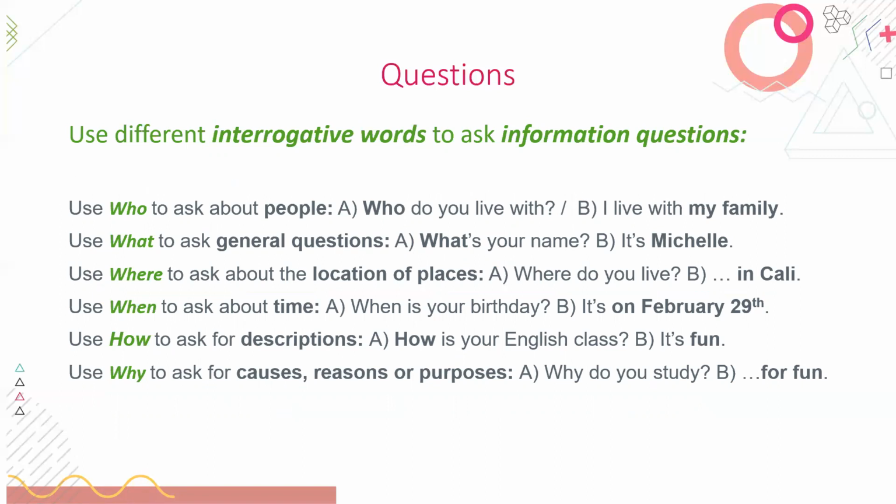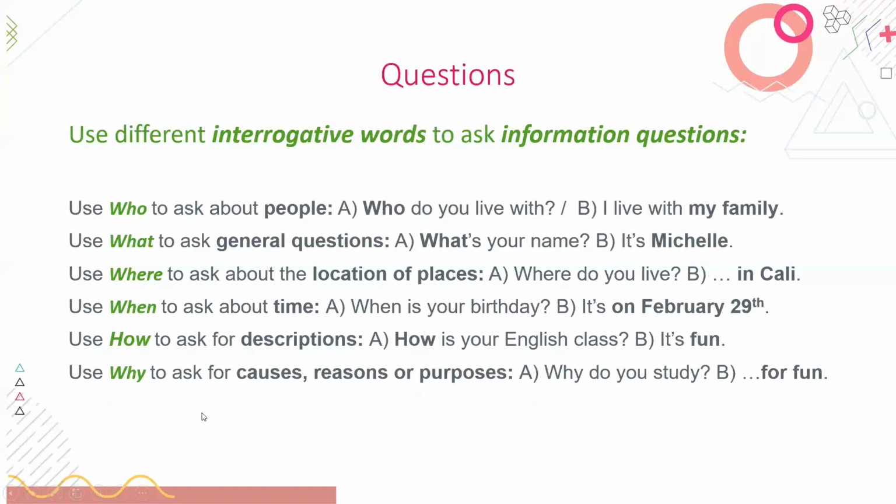Use what to ask general questions. What's your name? Michelle. It's Michelle. Use where to ask about the location of places. Where do you live? In Cali. I live in Cali. Use when to ask about time. When is your birthday? It's on February 29th.